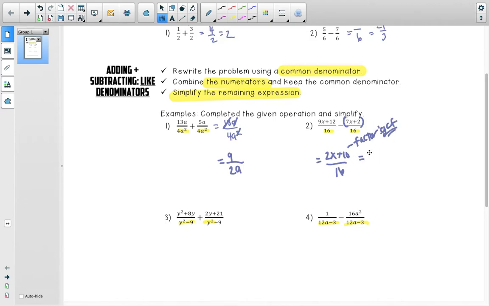Okay, so the greatest common factor on the top is 2 because they're both even, which would leave you with this. And the 2 and 16 can simplify, leaving you with 8. So you have x plus 5 over 8, and that's all you have.